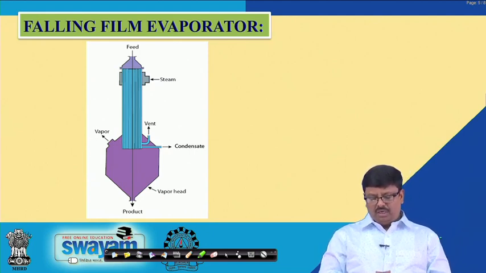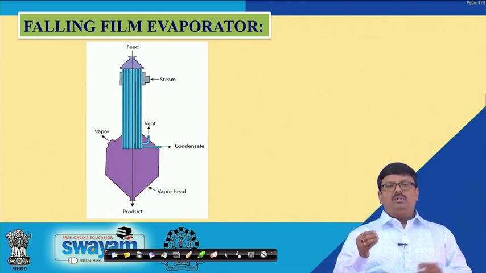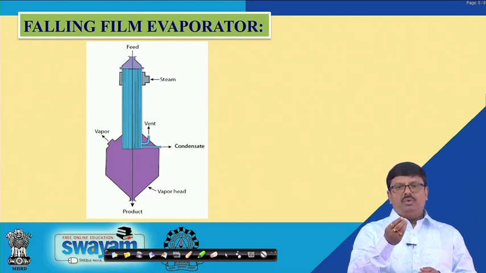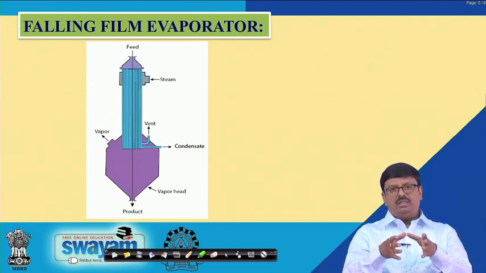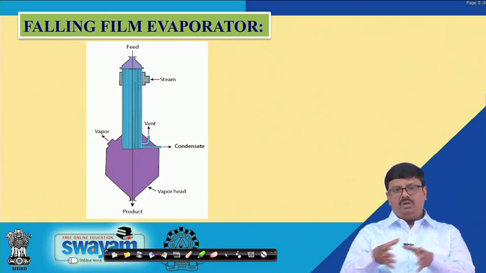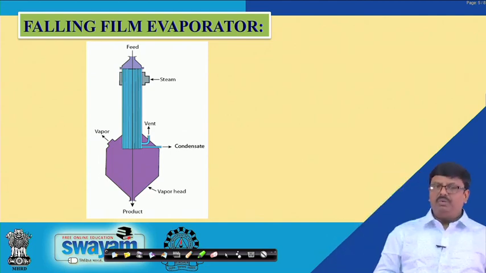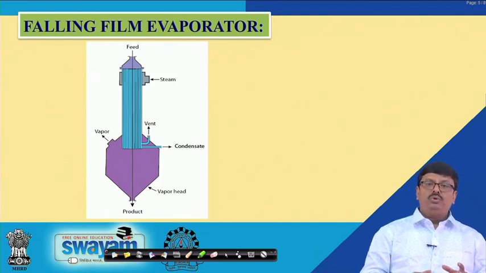is collected from the bottom. The steam, as usual, is supplied to the evaporation chamber, and when the steam is supplied, the evaporation process takes place, and the condensate is obtained from the outlet of these heating elements. This falling film evaporator is also used in different industries, particularly for the concentration of different fruit juices.